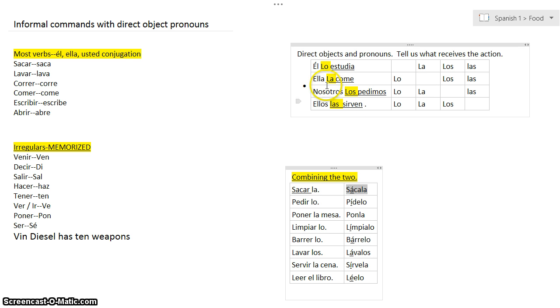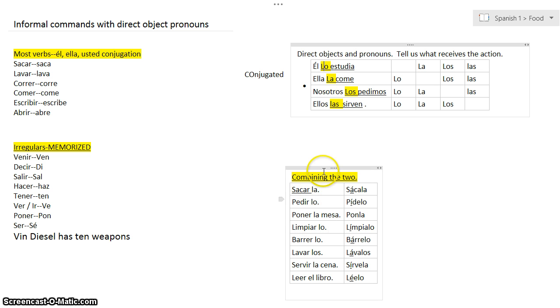Okay, so what's what? Here, these verbs are conjugated verbs, right? So this is a conjugated verb. Estudia is conjugated to match él. Come is conjugated to match ella. Pedimos is conjugated to match nosotros. Sirven is conjugated to match ellos, right? So in the case of a conjugated verb, we have to make sure that the direct object pronoun goes in front of that conjugated verb. So it would be él lo estudia, ella la come.